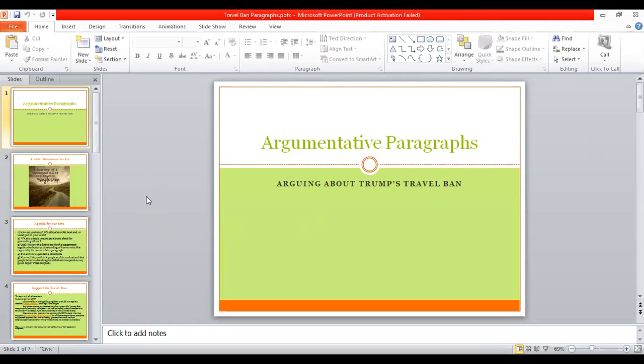Basically, what we're going to be talking about today is how to write the argumentative paragraph. Now, are you in a class right now where you're going to be writing an argumentative paragraph?